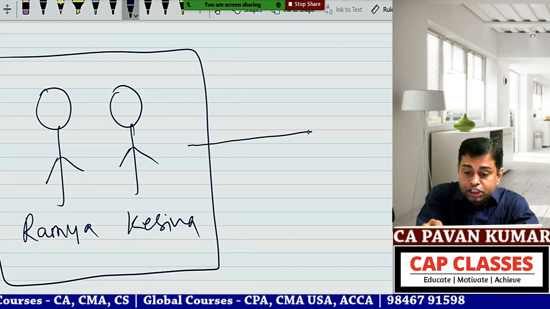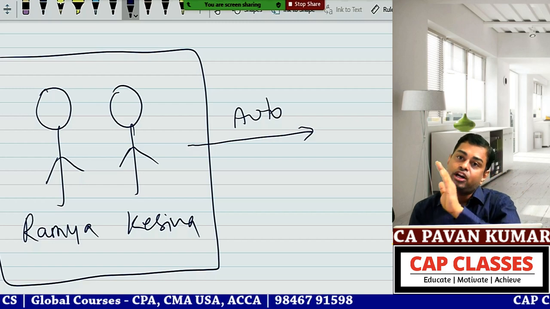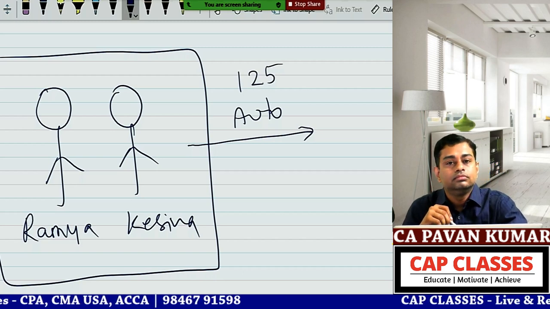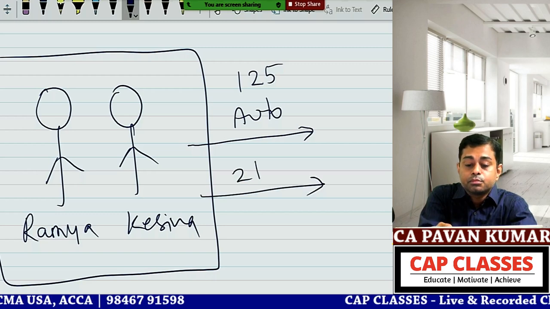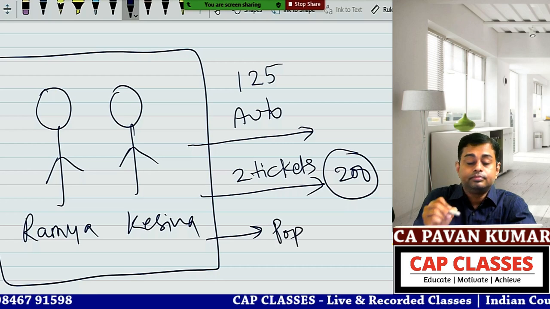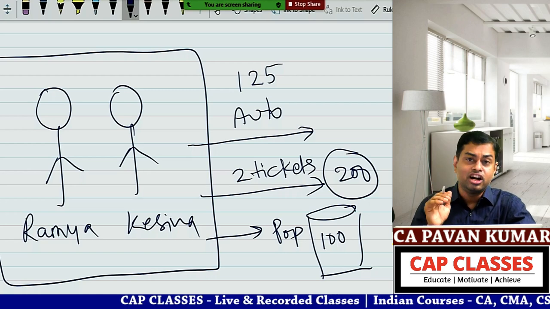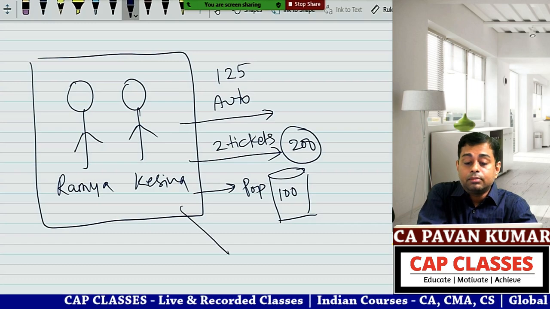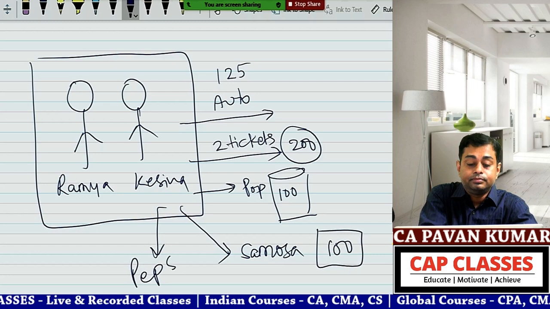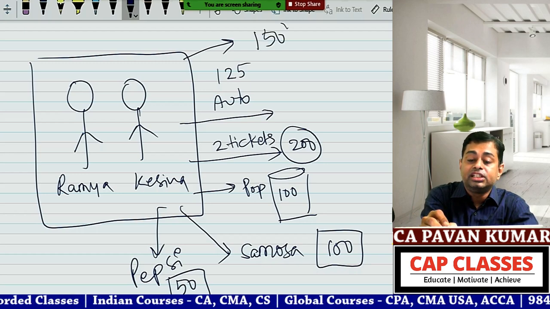They took an auto rickshaw. First one girl hired the auto rickshaw, went to the second girl's house, and from there went to the movie at PVR. For the auto rickshaw she paid 125 rupees. Then at the counter they bought two tickets for 200 rupees. Then they ate popcorn, a big popcorn tub, 100 rupees. In PVR, a popcorn tub can be 400 also, it's a different story. Then they bought samosa for 100 rupees and ate it. Then they had Pepsi for 50 rupees. Then they went back in another auto, say 150 rupees this time.